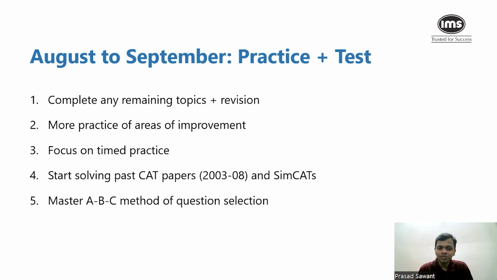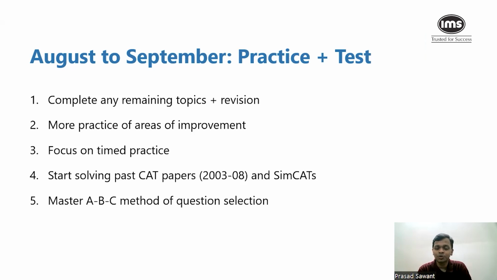And lastly, use this time to master the ABC method. Now, what is this ABC method of question selection? A stands for Abhi Karo, which means you do it right away. These are easy questions. B stands for Baad Mein Karo, which means you will do it a little later. These are moderate difficulty questions. And C stands for Chhod Do, leave those questions. So these are the difficult ones.